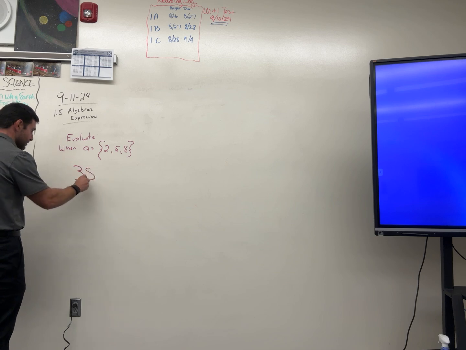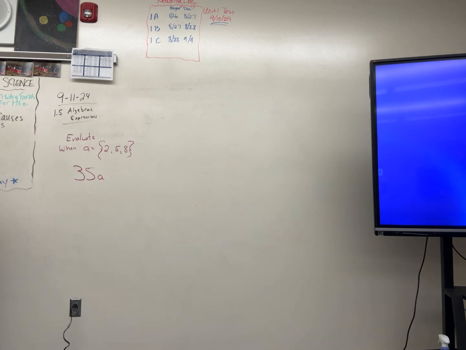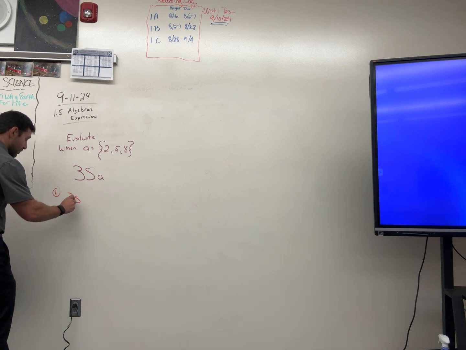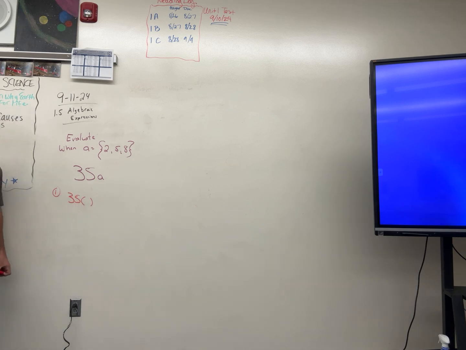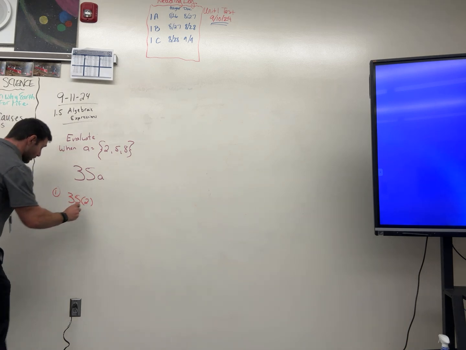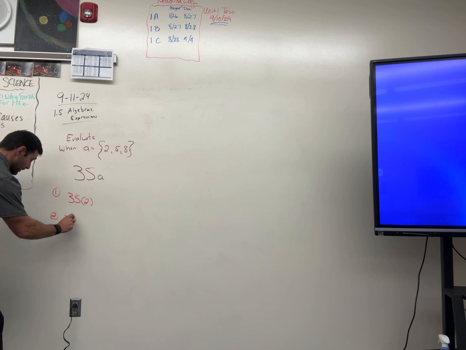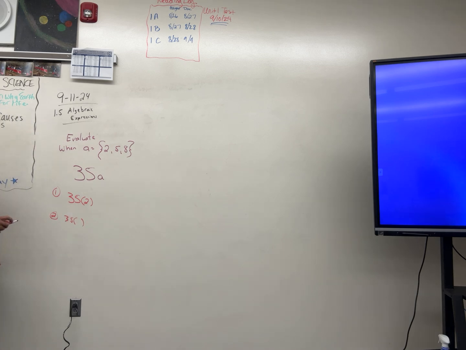It's going to show you something like this. So do I have an expression? Yeah, it's 35A. But that's not how I want to say it. What's a better way to say 35A? 35 times A. So I have 3 different things I have to do. I have to do 35 multiplied by, what's my first A? 2. There's one problem. Then I have to do 35 multiplied by, what's my second A?